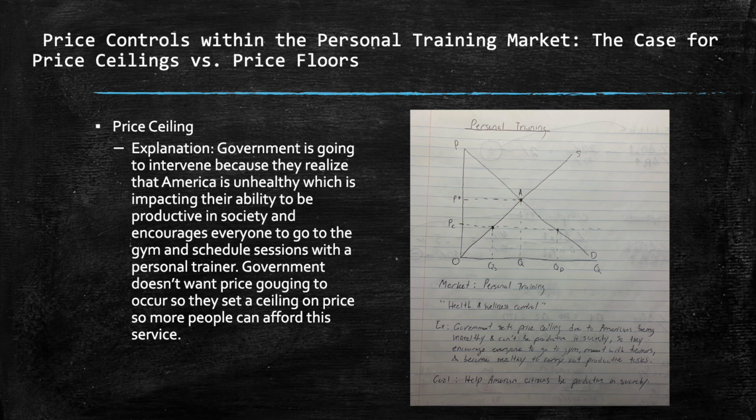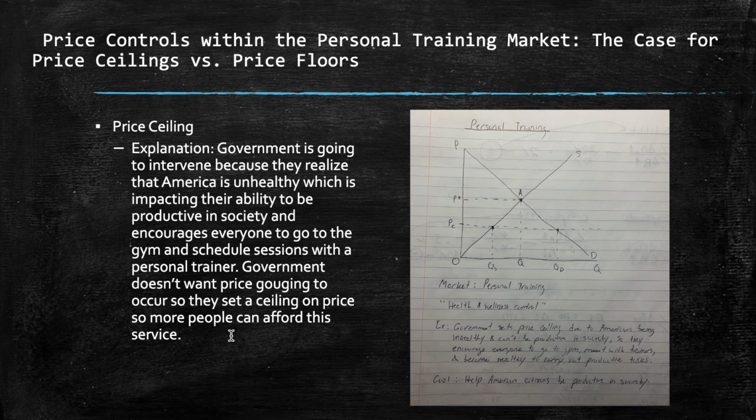I think it makes more sense for the personal training market to have a price ceiling, because this is sort of my thinking, my explanation. So the government is going to intervene because they realize that America is unhealthy, which is impacting their ability to be productive in society, and encourages everyone to go to the gym and schedule sessions with a trainer. The government doesn't want price gouging to occur, so they can set a ceiling on price so more people can afford the service.